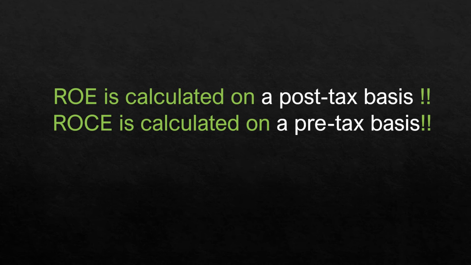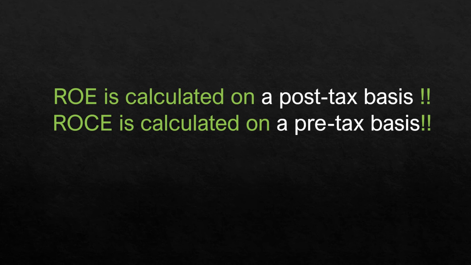ROE is calculated on a post-tax basis, and ROCE, on the other hand, is calculated on a pre-tax basis, because EBIT or PBIT, earnings before interest and taxes, or profit before interest and taxes, which are synonymous terms, is by definition before interest and taxes. Naturally, return on capital employed is on a pre-tax basis.